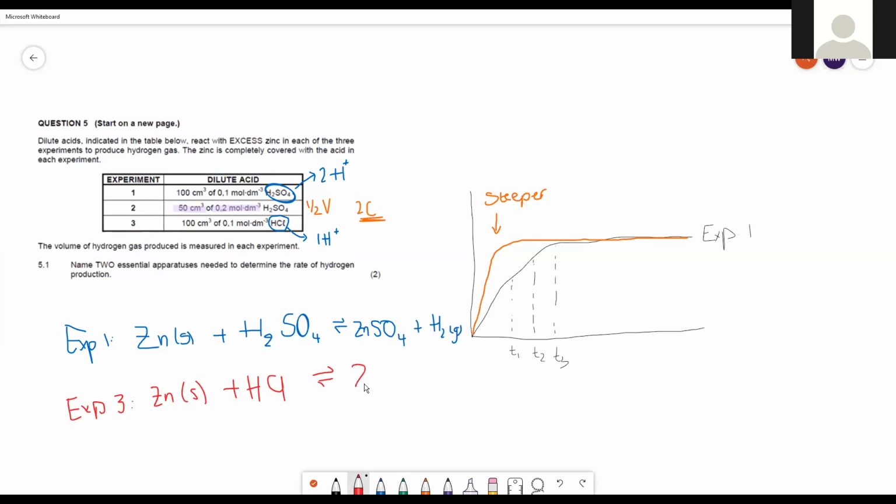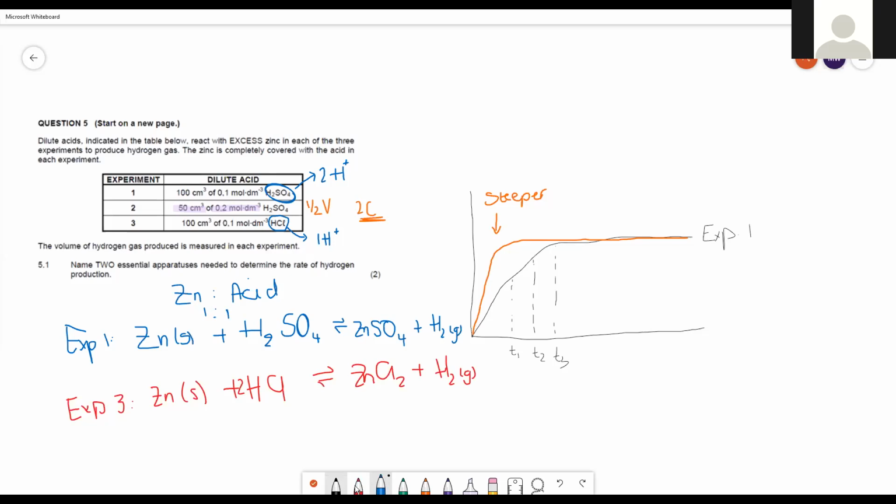So you will have zinc chloride and your hydrogen gas. And you need to quickly balance your reaction. So there's a 2 in front of this. The important thing to notice here is your zinc and your acid has a 1-to-1 ratio.